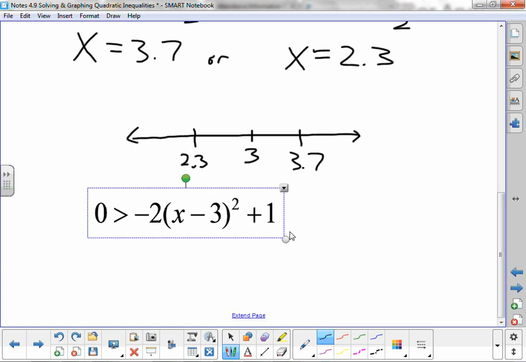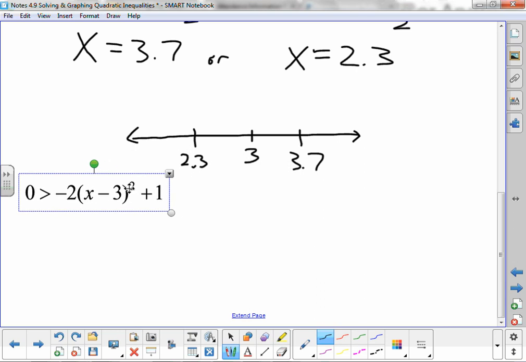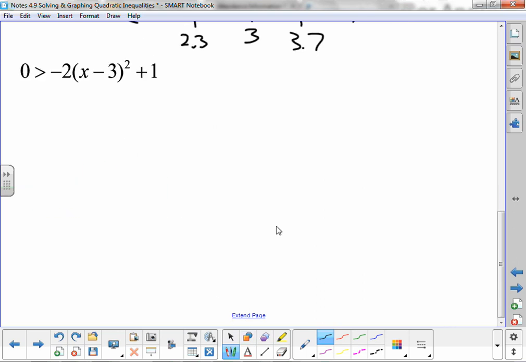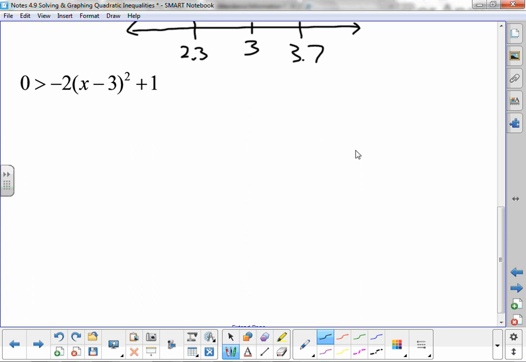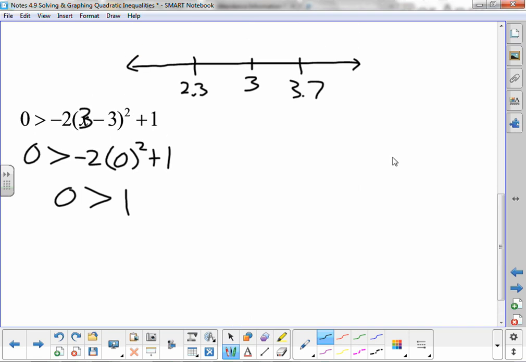All right, so we're going to plug into this guy. See if it works or not. So let's plug a 3 in here. All right, so that'll be 0 is greater than negative 2. 3 minus 3 is a 0 squared plus a 1. That's going to be 0 is greater than 1, which is not true. So this point inside of here, this one did not work. Since it did not work, I know that I should shade the outside parts, because that will be where my graph will intersect the x-axis.